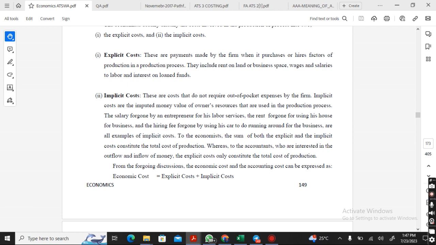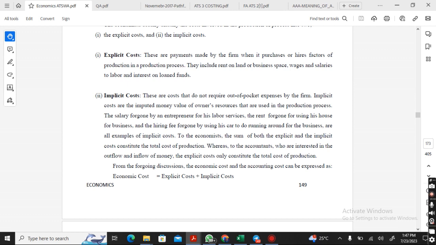It's a slang, a phrase like having lost money in a transaction. That's the meaning of out of pocket. For example: "Does not require any out of pocket expense by the firm." It means the salary forgone by an entrepreneur for his labor service. As an entrepreneur, you are expected to get a salary, but you let it go.